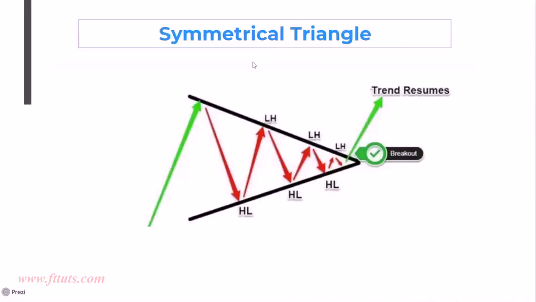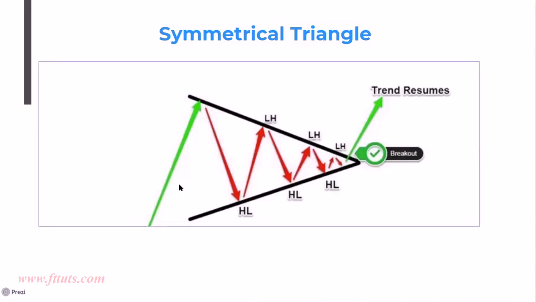Next thing we're going to talk about is symmetrical triangles. This is the way price action can move. So the candles can move in this direction in order to break out of ranges and break out of supply and demand imbalances in certain predictable patterns.